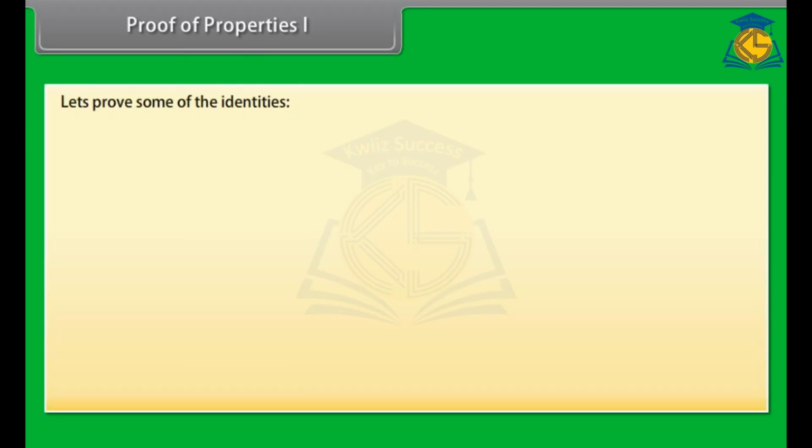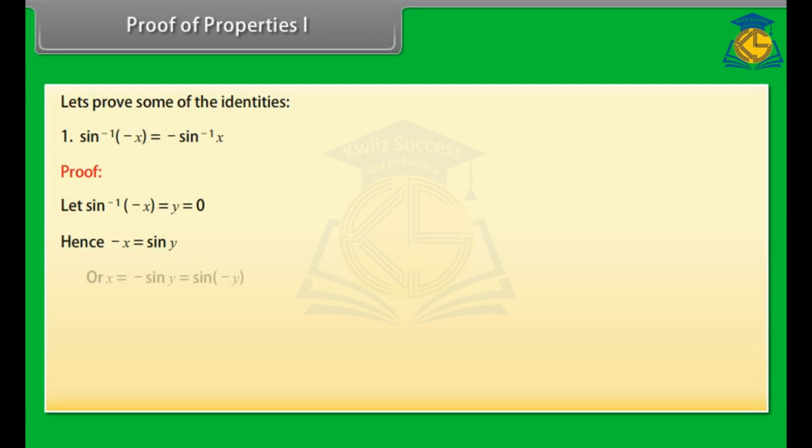Proof of properties 1. Let's prove some of the identities. First, sin inverse of -x is equal to minus sin inverse x. Proof. Let sin inverse of -x be equal to y. Hence, -x is equal to sin y. Or, x is equal to -sin y, which is equal to sin(-y). Hence, x is equal to sin(-y). It implies that sin inverse x is equal to -y, or y is equal to minus sin inverse x.